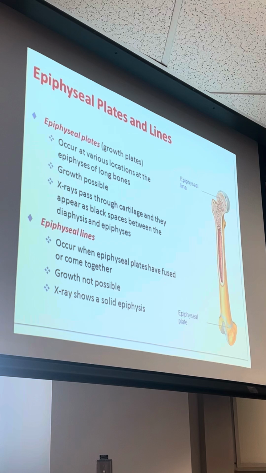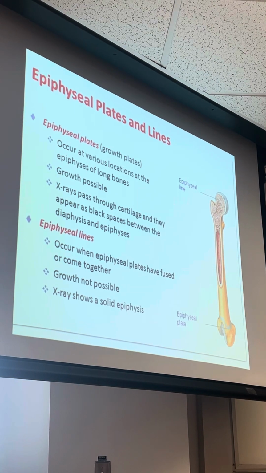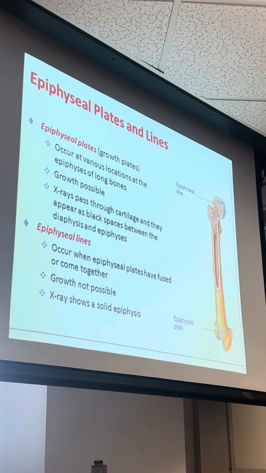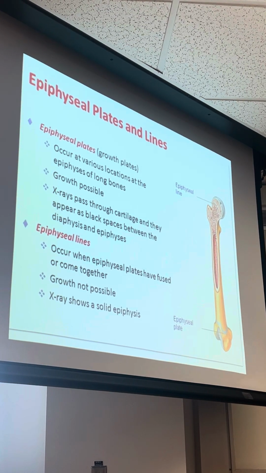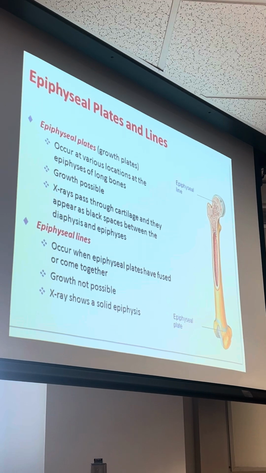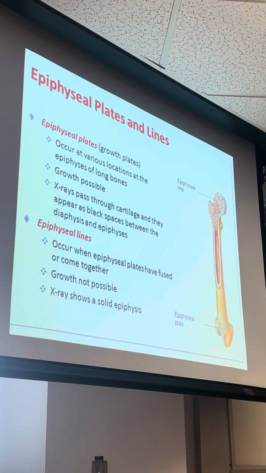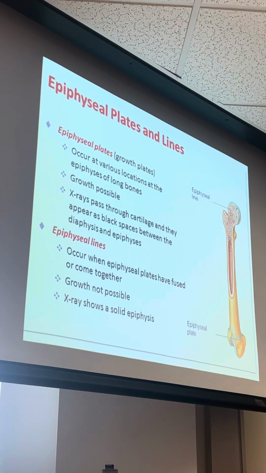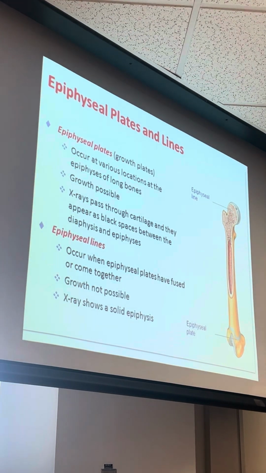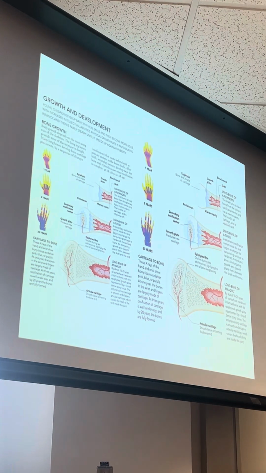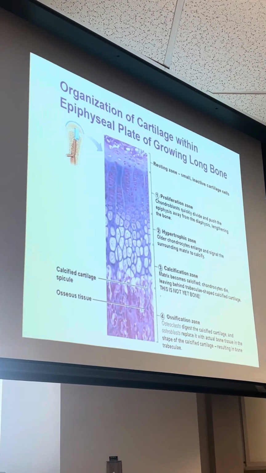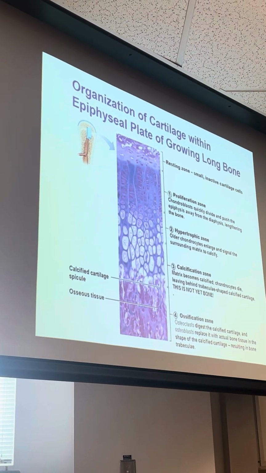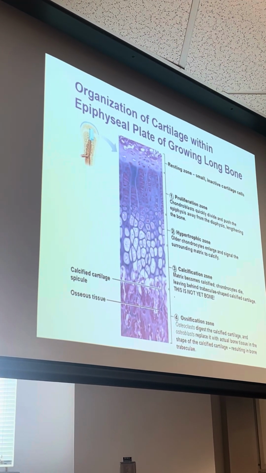Know the difference between an epiphyseal plate and an epiphyseal line. Epiphyseal plates is that growth plate where you have cartilage. When you're younger, X-rays pass through that growth plate. As you get older, you just have a little line. What do you need to know about this? Know that this is just what's happening to make bones grow longer.